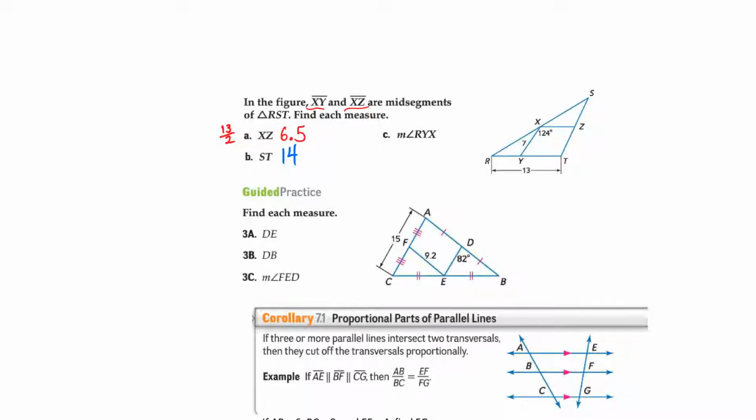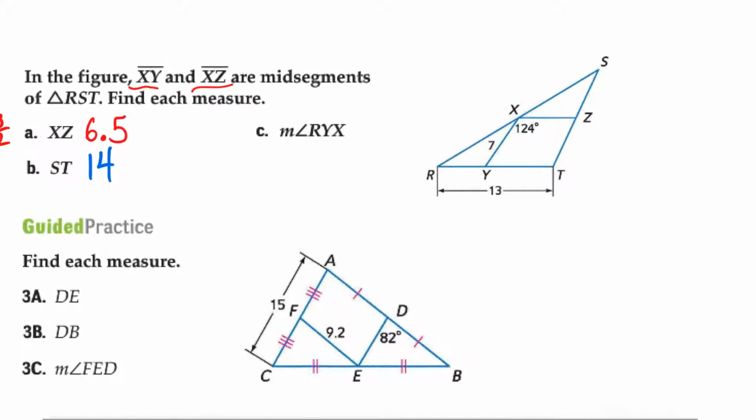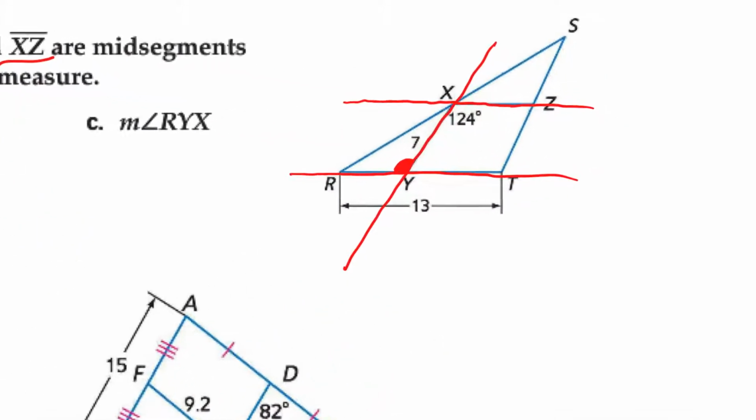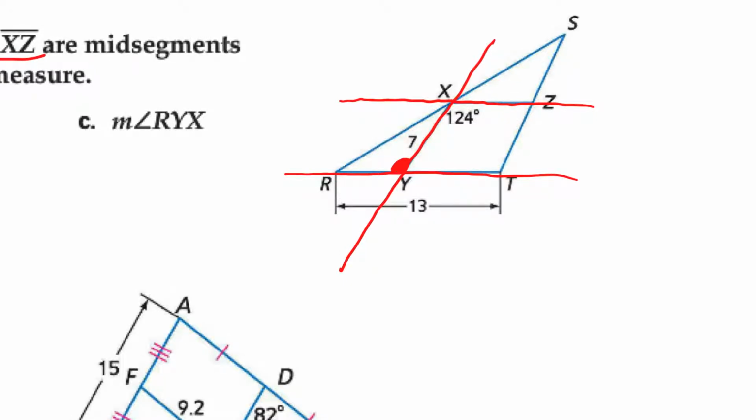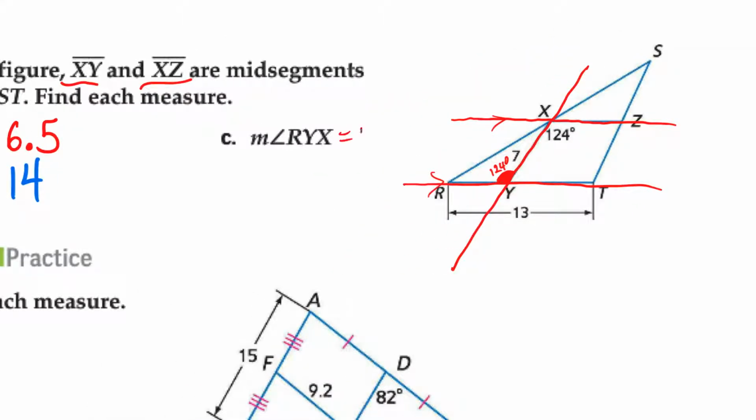On the last one, C is asking for angle RYX, which is this angle right here. If you think about it, this line is parallel to this line. So how big is angle RYX right there? 124. And how do you know that? Alternating. Good, because alternate interior angles of parallel lines are congruent. So that angle is just 124 degrees.